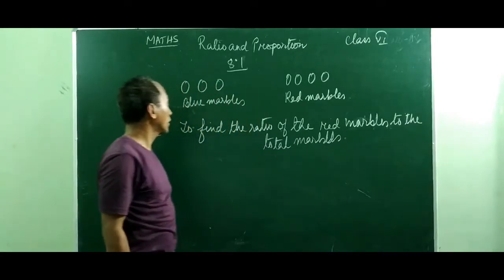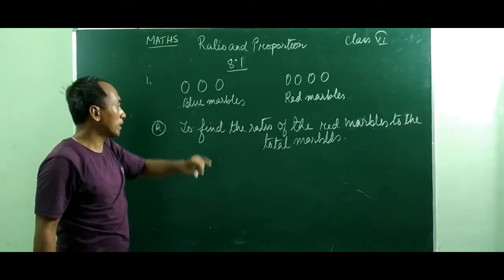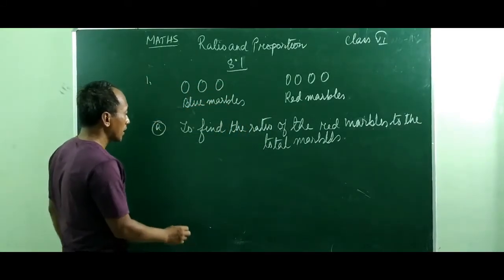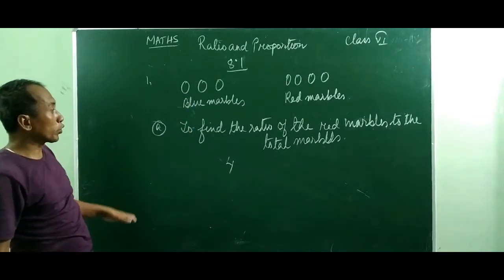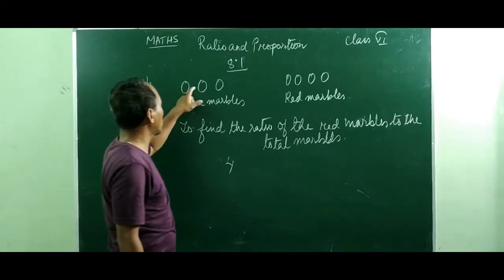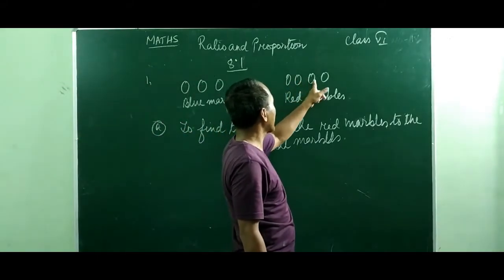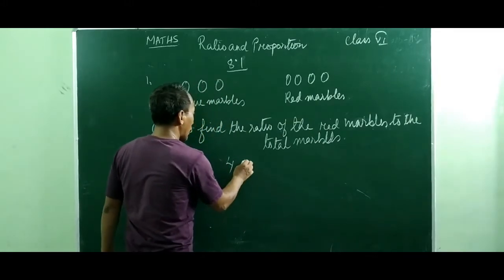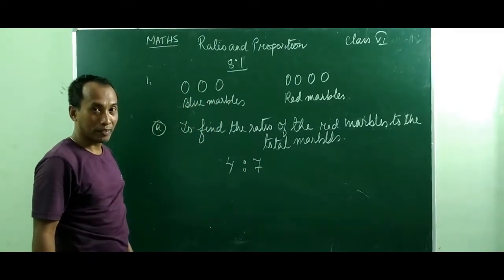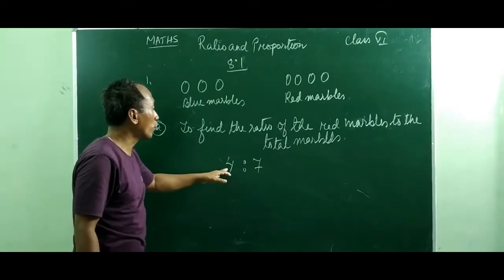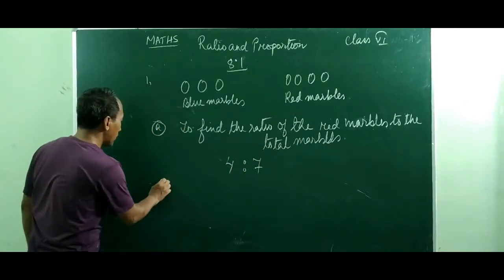So dear children, you count the number of red marbles. What is the number of red marbles? The number of red marbles is 4. Now you count the total number of marbles. 1, 2, 3, 4, 5, 6, 7. So the total number of marbles is 7. So what is the ratio? 4 is to 7.